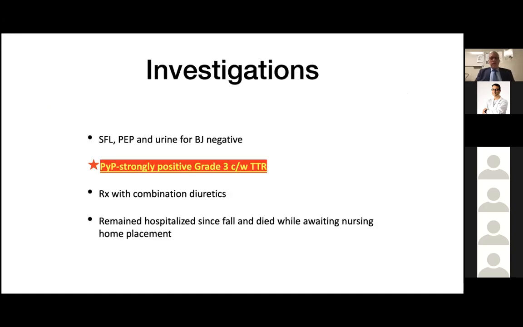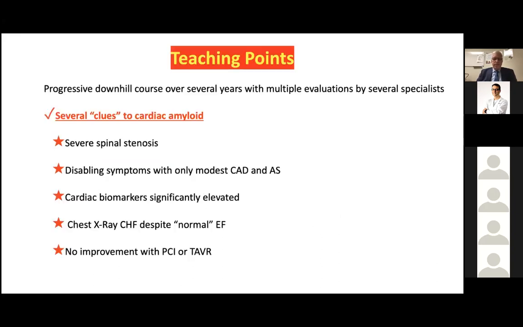There we go. So he's placed on furosemide and spironolactone. He remained in hospital. He was transferred to a nursing home, but while waiting, he died. So this man went through many, many investigations. And in retrospect, now that we recognize this disorder, if we had done a PYP scan when he came in with his aortic stenosis, we may have taken a different track. Maybe not, but we might have. And that's what we're currently going to be doing a study on this type of patients.